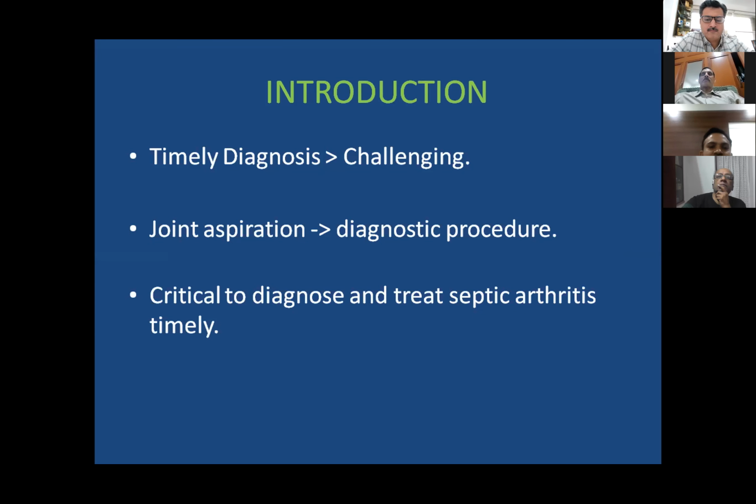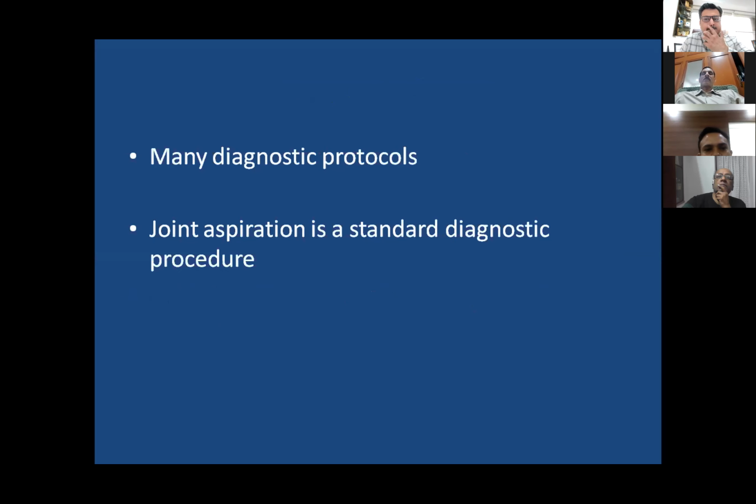Timely diagnosis of septic arthritis in neonates is challenging because of their age and the masking presentations. Joint aspiration is a very diagnostic procedure for these kids. But if the aspirate is false negative, then delay in treatment may lead to devastating results. So it is very critical to diagnose and treat septic arthritis to prevent irreversible damage. There are many diagnostic protocols. Joint aspiration is the standard diagnostic procedure to see the type of fluid, how the effusion is, and to culture it to know what the organism is.